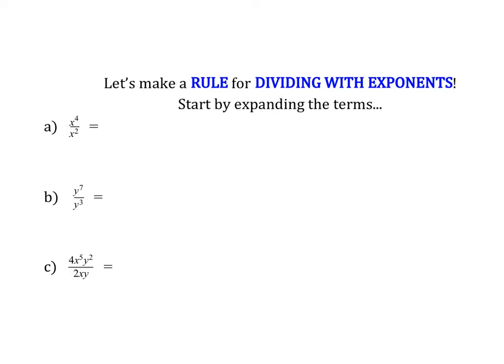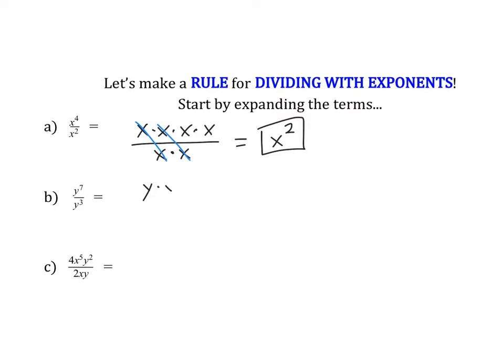So if I have x to the fourth divided by x squared, I'm going to expand out the terms in the numerator. So x to the fourth is just x times x times x times x divided by x times x, which is x squared. So we know that with fractions, if you have the same factor on the top and bottom, they cancel out. So you can see what we have left is x times x, which is x squared. Let's try it with part B.